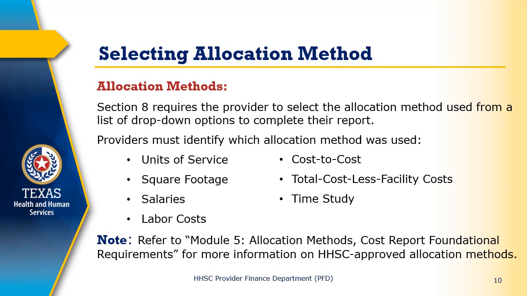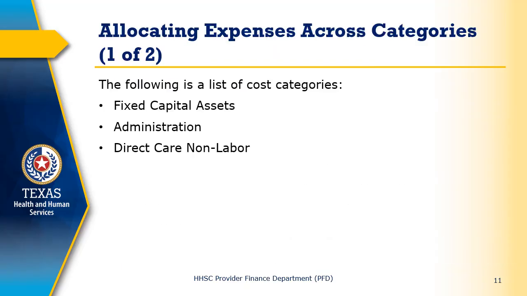Section 8 mandates that providers select an allocation method from various drop-down options in their reports. The available methods include units of service, square footage, salaries, labor costs, cost to cost, total cost less facility costs, and time study. It is essential for providers to accurately identify which allocation method was used. Ensuring the correct selection of an allocation method is crucial for compliance with HHSC regulations. For more comprehensive guidance on HHSC-approved allocation methods, providers should consult Module 5, Allocation Methods, Cost Report Foundational Requirements.